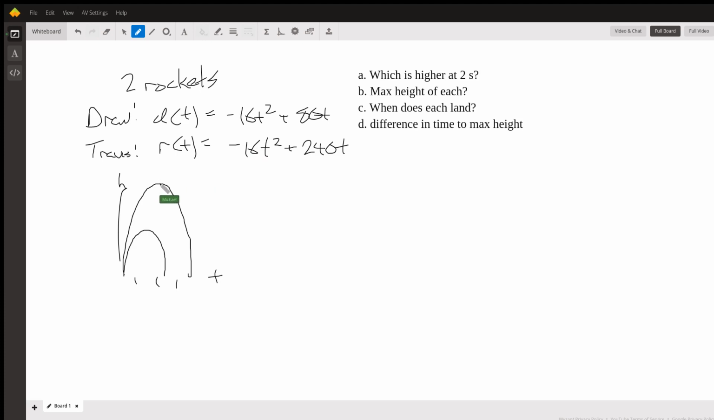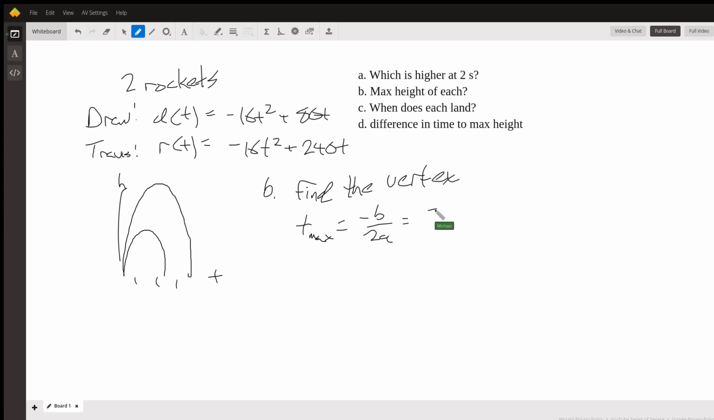The maximum of an upside down parabola like this is the vertex. So basically for part B, we're going to find the vertex of each one. And you may remember that the vertex formula is that the x-coordinate of the vertex, which is often called h, except I will call it t here because I don't want to get mixed up with h for height. So the t-coordinate of the vertex is minus b over 2a.